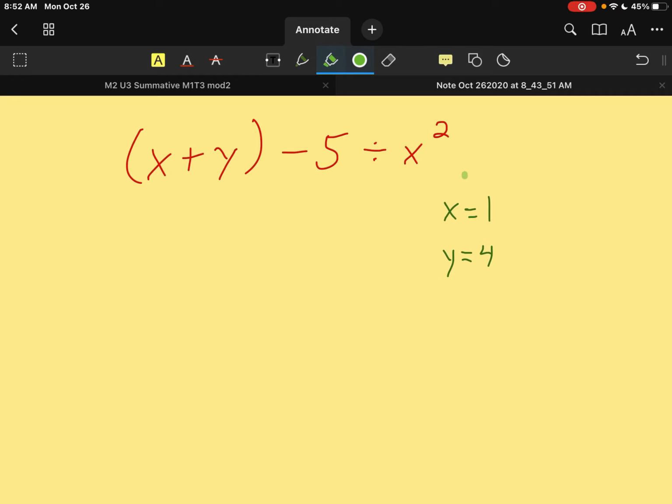Okay, so I have x equals 1 and y equals 4 for an expression that's x plus y in parentheses minus 5 divided by x squared. So I'm going to take the x and the y, and plug their values into the expression. So x equals 1, so every time I see an x, I'm going to put a 1. Y equals 4, every time I see a y, I'm going to put a 4. And then, so here's a 1. I'm going to put the 1 in parentheses, just so I know that I'm squaring that. And then I follow PEMDAS.